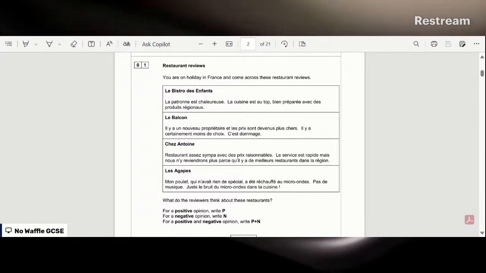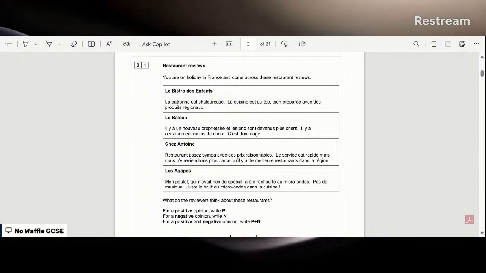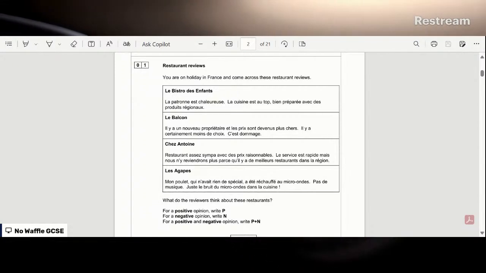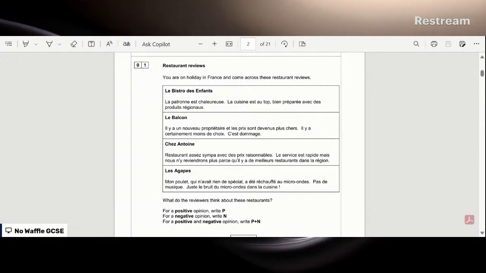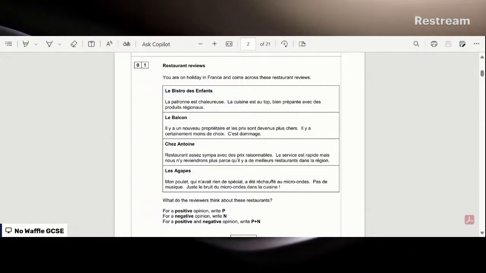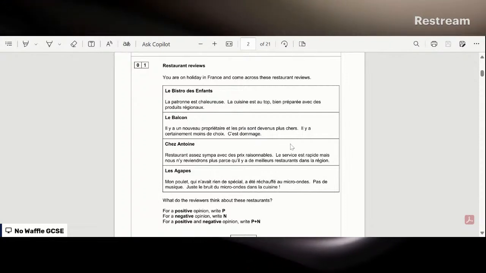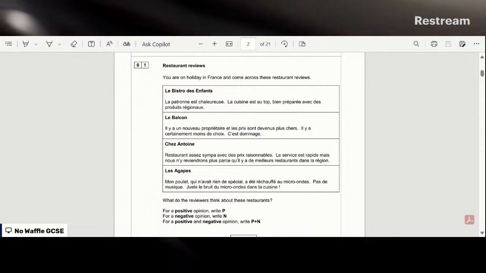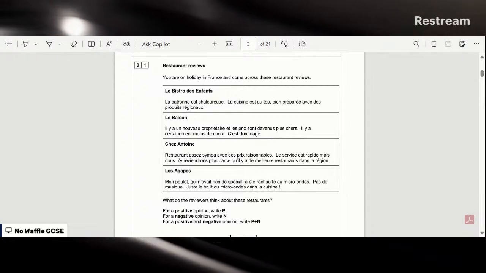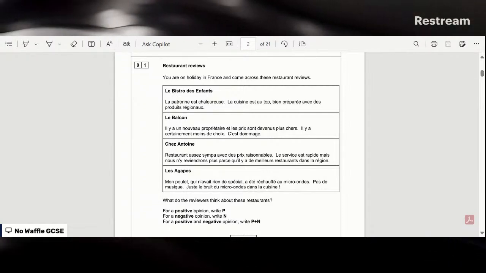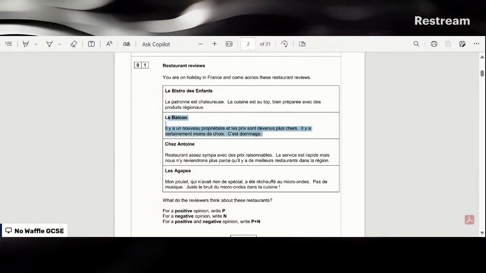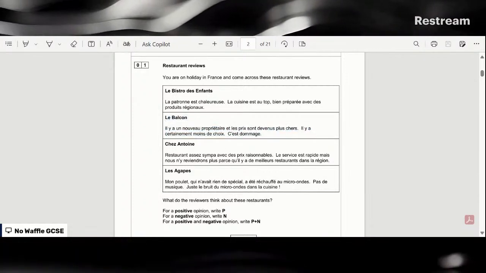The second one, le balcon. So you've got il y a un nouveau propriétaire et le prix sont devenus plus chers. So the price is very expensive. Okay, so it seems like a negative. Il y a certainement moins de choix. So it is certainly less choice. There's not much choice to have. C'est dommage. So it's a disaster. So the second one clearly is negative.